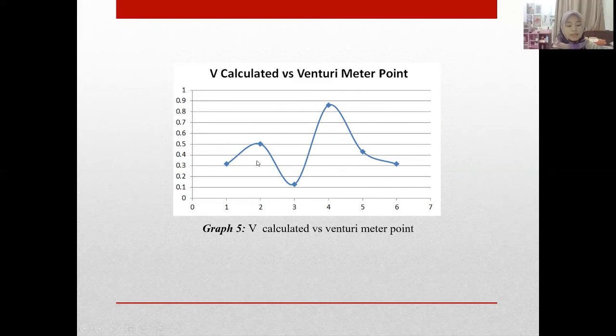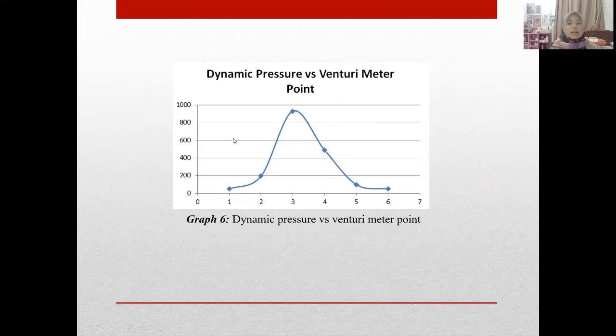Next, this is graph 5. Based on graph 5, there are two critical points for the calculated P values, which lie at 0.2 and 0.4, as you can see. The maximum value of calculated P is at 0.4, which is 0.8621, and the minimum point is at 0.3 with a value equal to 0.1298.